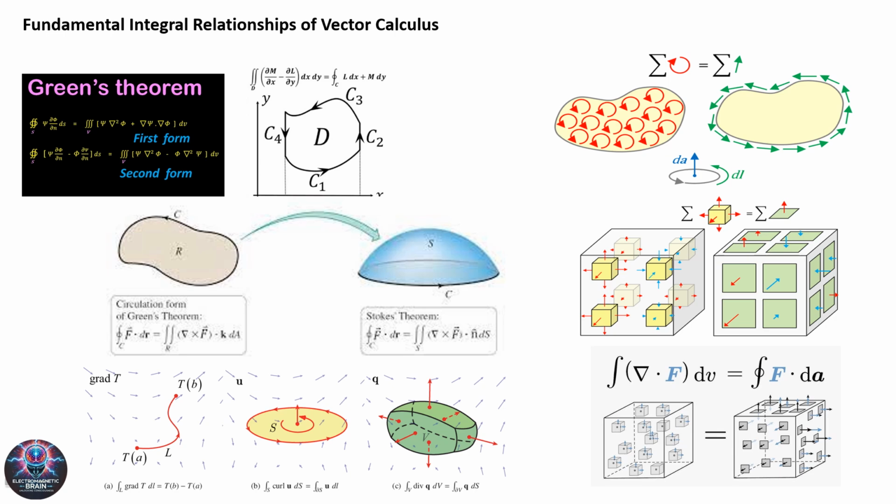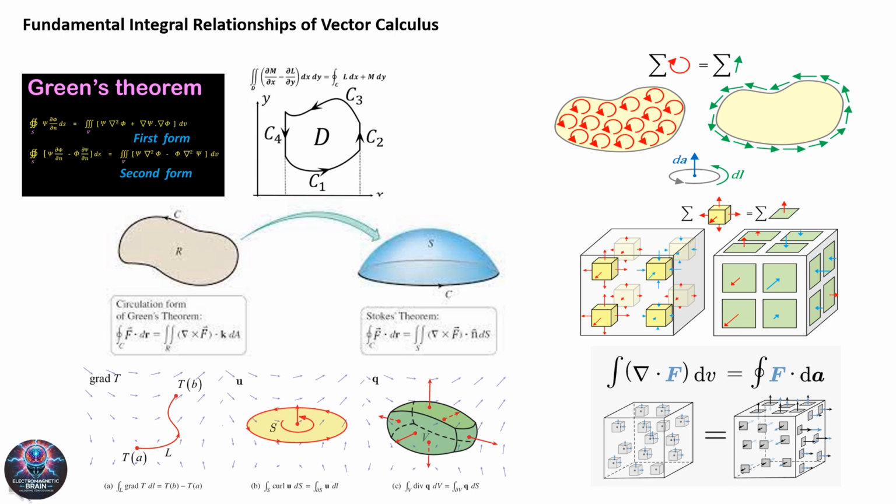Green's theorem is a general theorem in vector calculus that relates a line integral around a simple closed curve to a double integral over the region enclosed by the curve. This theorem has two forms. First form, circulation form. This form connects the line integral of a vector field around a closed curve to the integral of the curl of the field over the area enclosed by the curve. It states that the circulation of the vector field around the boundary is equal to the sum of the rotational effects, curl, over the region.